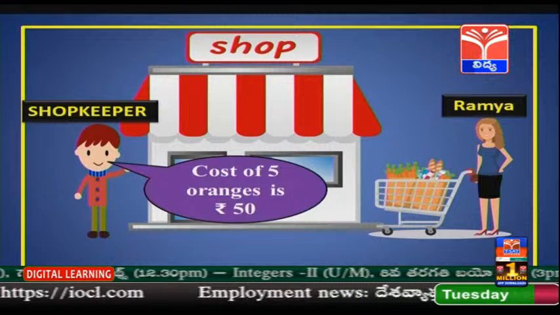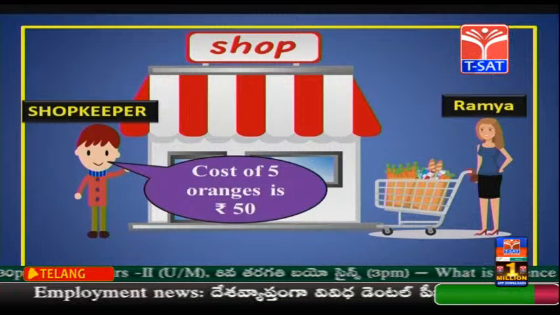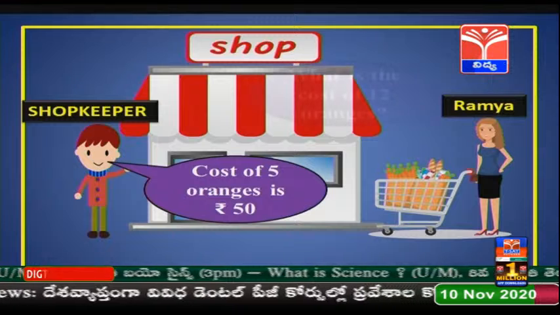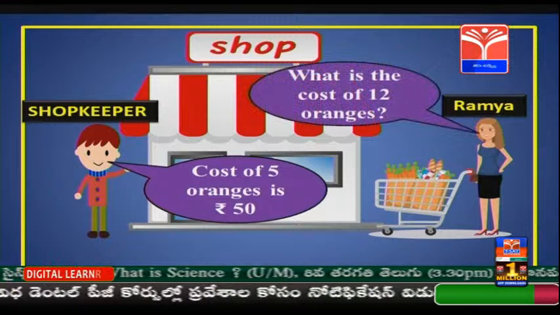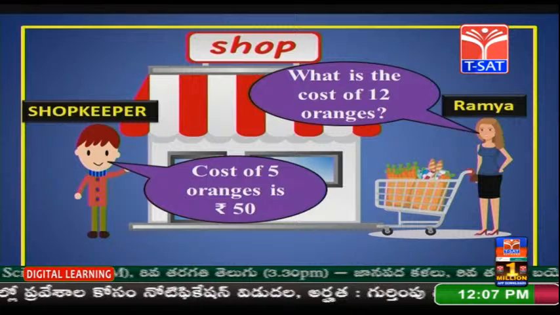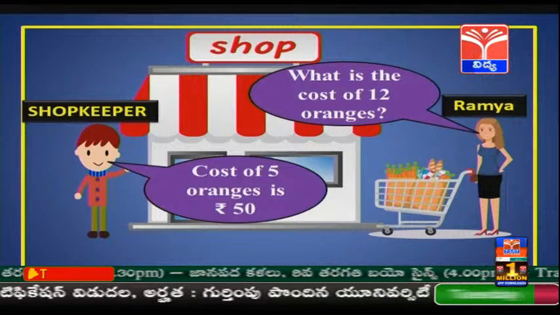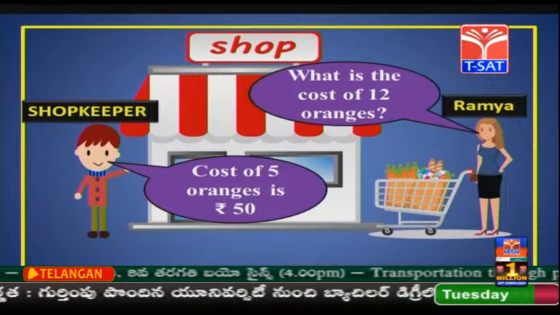Cost of 5 oranges is 50 rupees. This is what the shopkeeper says. But Ramya wants to purchase 12 oranges. Now, what is the cost of these 12 oranges, children? Do you know how to calculate this?